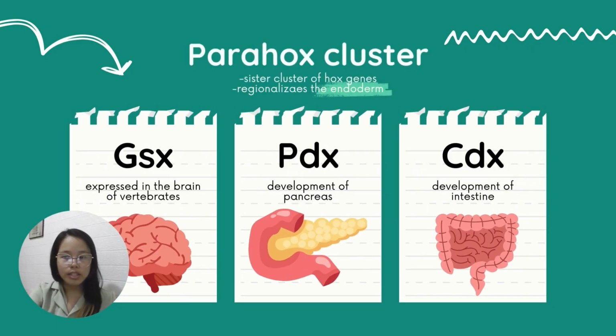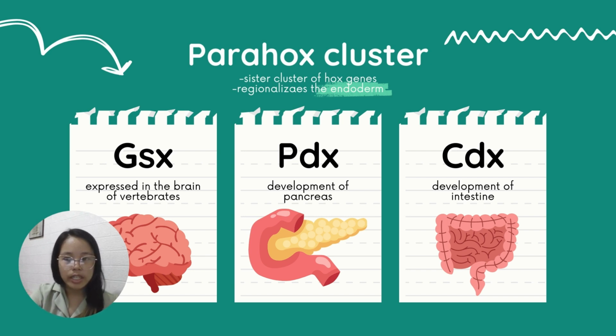The parahox cluster is a sister cluster related to the Hox cluster. It regionalizes the endoderm and contains three genes, the GSX, PDX, and CDX. The GSX gene is particularly important in the development of the brain and spinal cord, as well as in the formation of the pancreas and other organs.